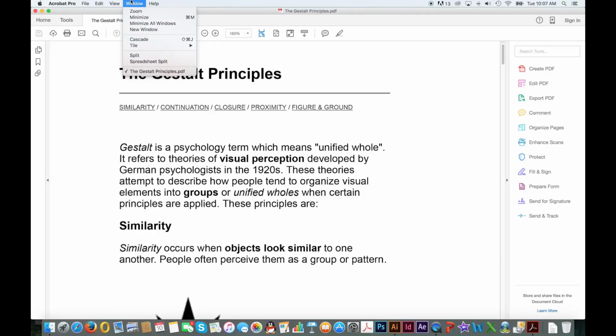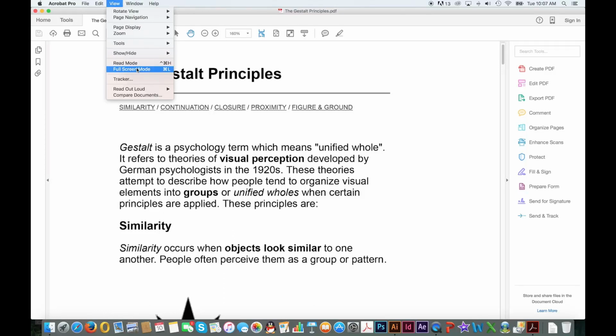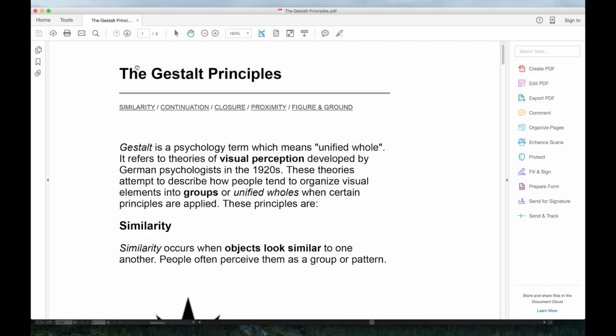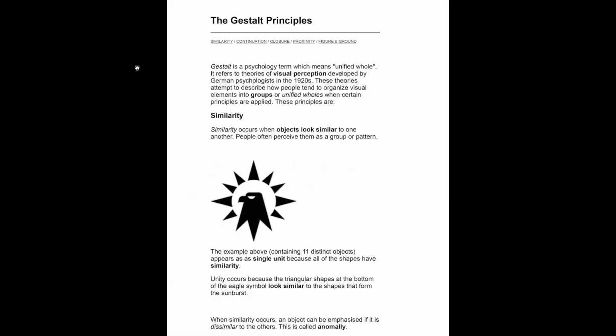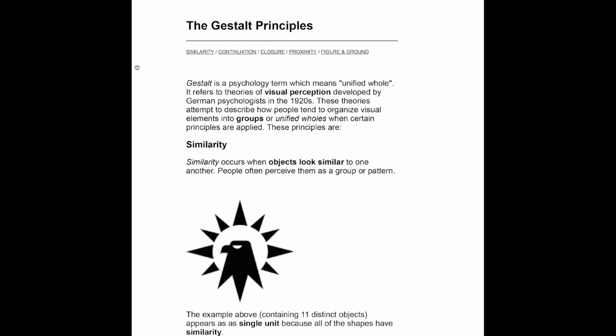Hello, in this lesson we will be discussing Gestalt principles. Gestalt is a term which means unified whole, and it refers to theories of visual perception that were developed by German psychologists in the 1920s. These ideas describe how people tend to organize visual elements into groups or unified wholes.